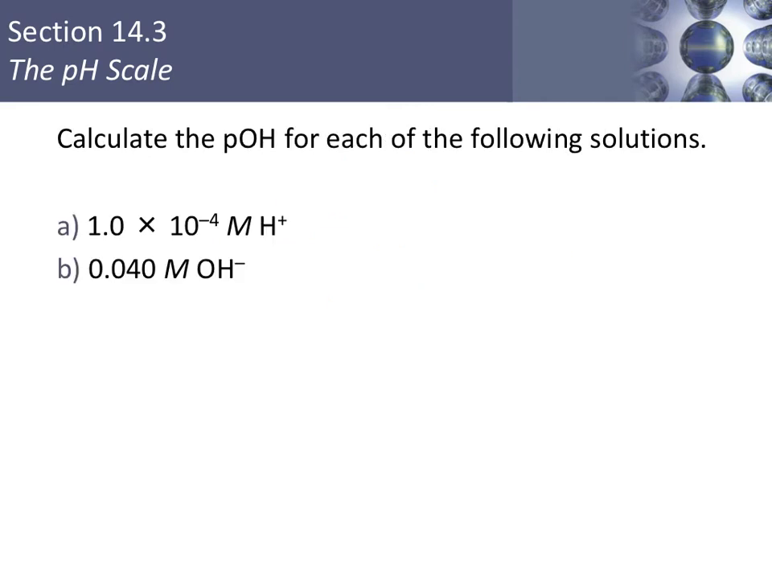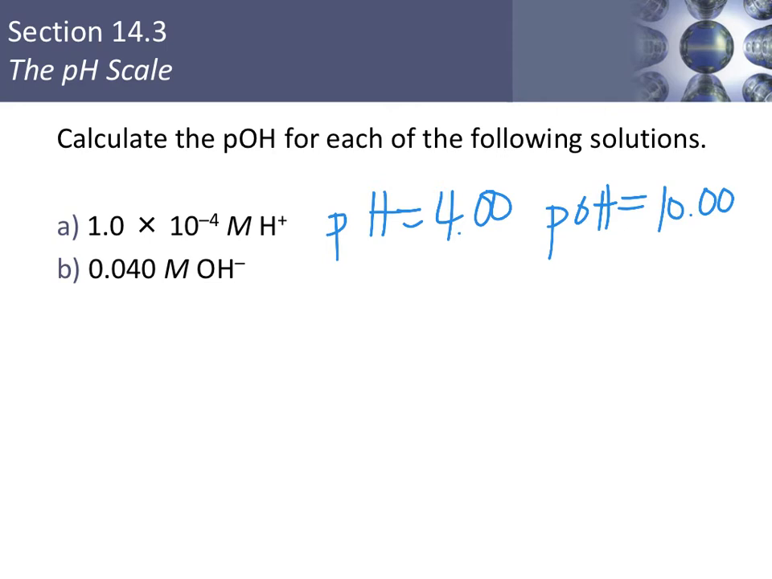Now we're going to do some pOHs. However, these are the exact same concentrations as a couple of slides ago. So we solved for the pH in A, it was 4.00, and so the pOH, subtracting from 14, would make it 10. And for B, we actually already calculated the pOH, and that was 1.40.